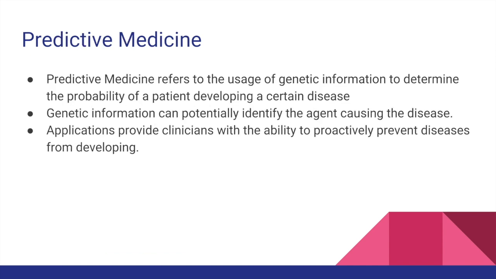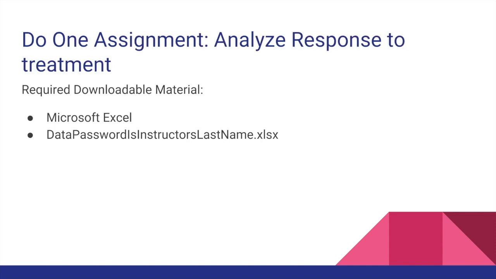Predictive medicine refers to the use of genetic information to determine the probability of a patient developing a certain disease. Genetic information can potentially identify the agent causing the disease, such as smoke in a workplace, and applications provide clinicians with the ability to proactively prevent diseases from developing.